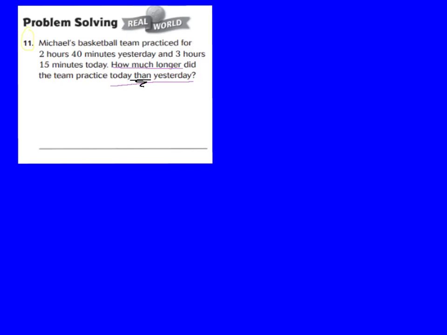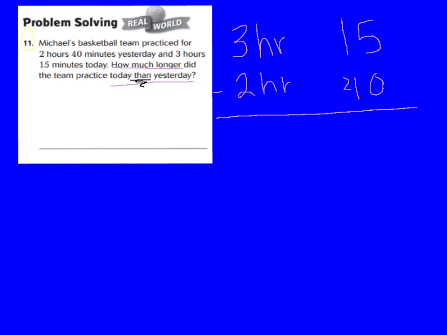So I'm going to subtract 2 hours and 40 minutes from 3 hours and 15 minutes. So I have my 3 hours and 15 minutes, and I'm going to subtract 2 hours and 40 minutes from that. Now, we could do the regrouping way on this question, but I also want to show you how to do it if you changed it all to minutes. So remember, this is 15 minutes and this is 40 minutes. So let's see if we change it all to minutes, and then we could just subtract it just like that.